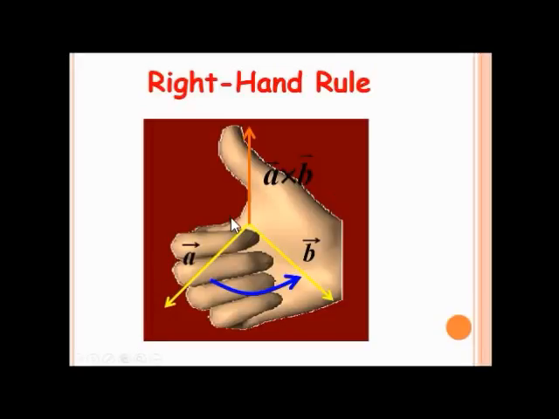Now curl your fingers in such an order that the angle is made between the two vectors. Suppose we have vector A and vector B, and the angle goes from A to B. So we curl in this manner. All four fingers will curl from vector A towards vector B. And the thumb, in that case, will give the resultant of A cross B. Again I repeat, very simple to understand.